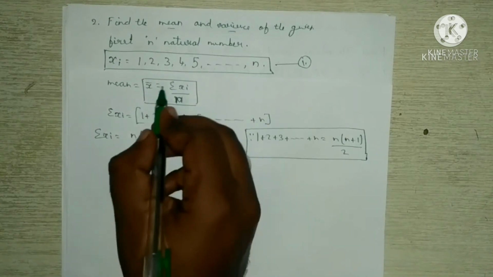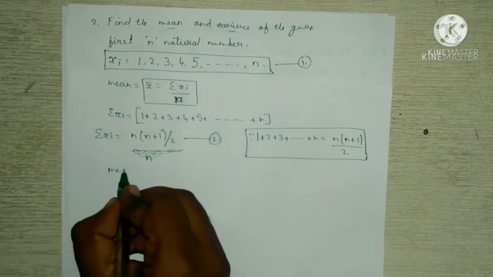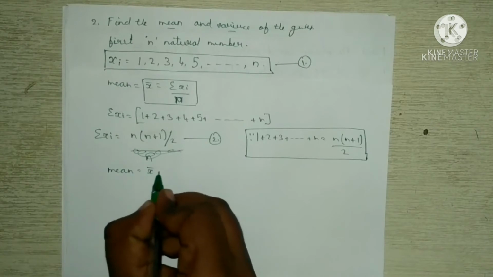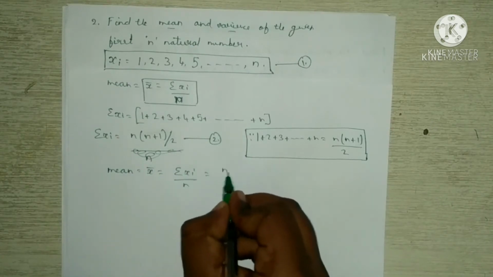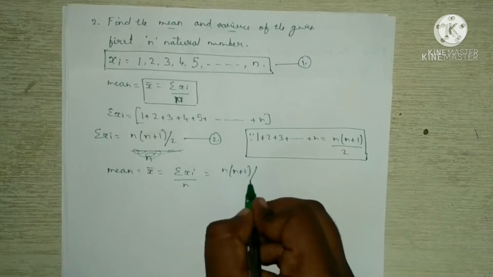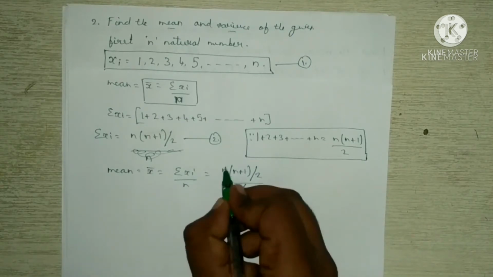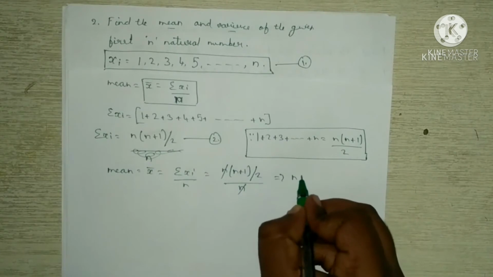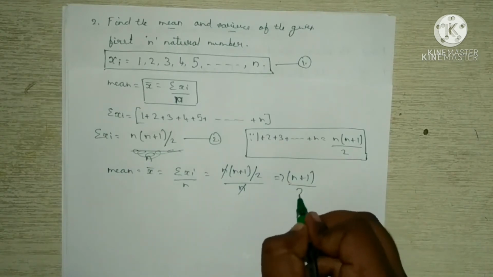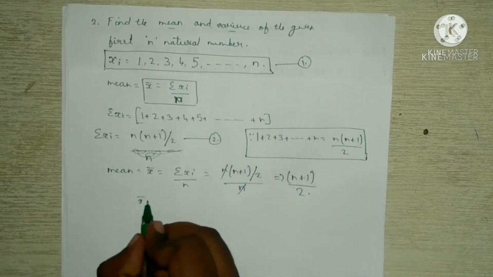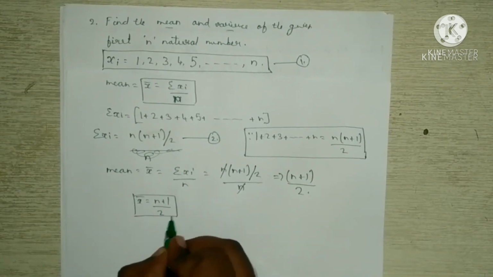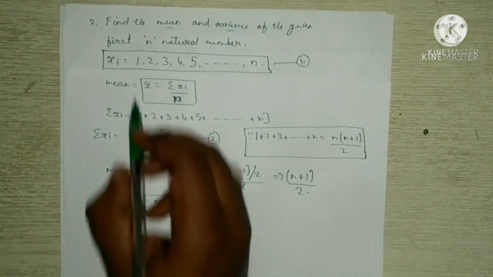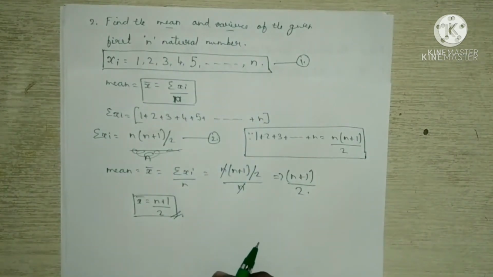Substitute equation number 2 in the mean formula. Mean is x bar equal to summation xi by n, and summation xi is n into n plus 1 by 2, whole divided by n. The n cancels, and you get n plus 1 whole divided by 2. So x bar is equal to n plus 1 by 2. This is the mean for the first n natural numbers.